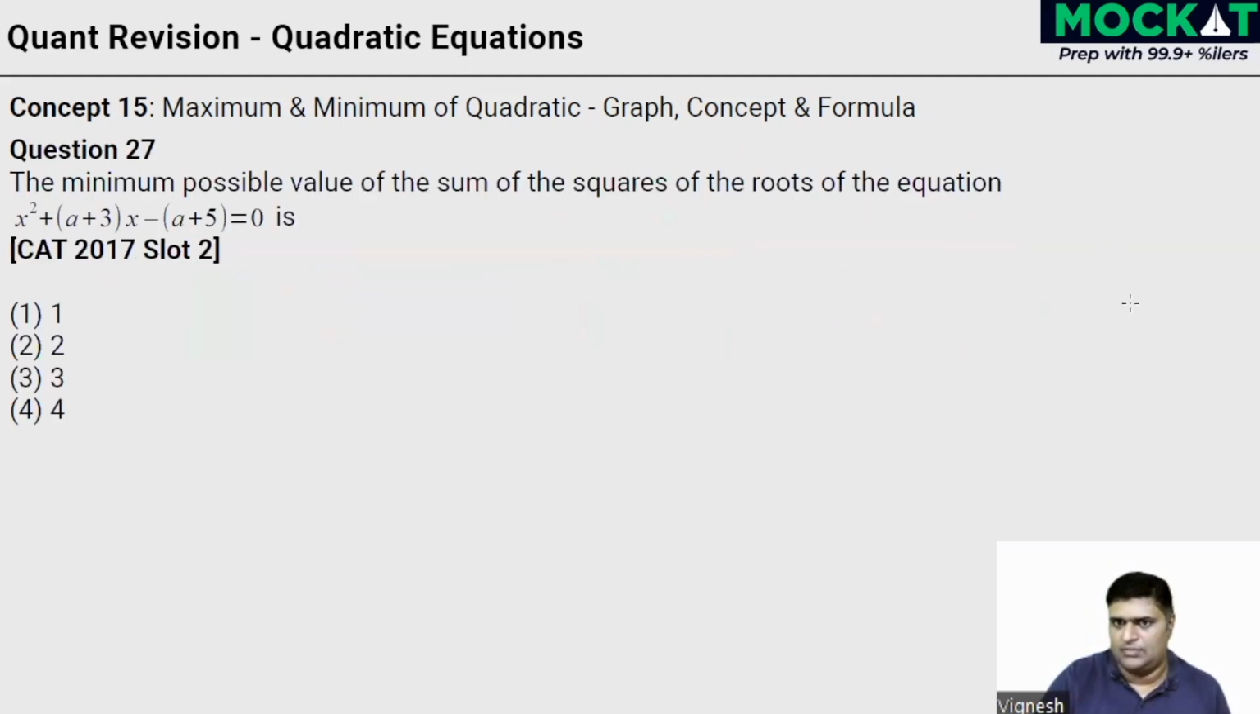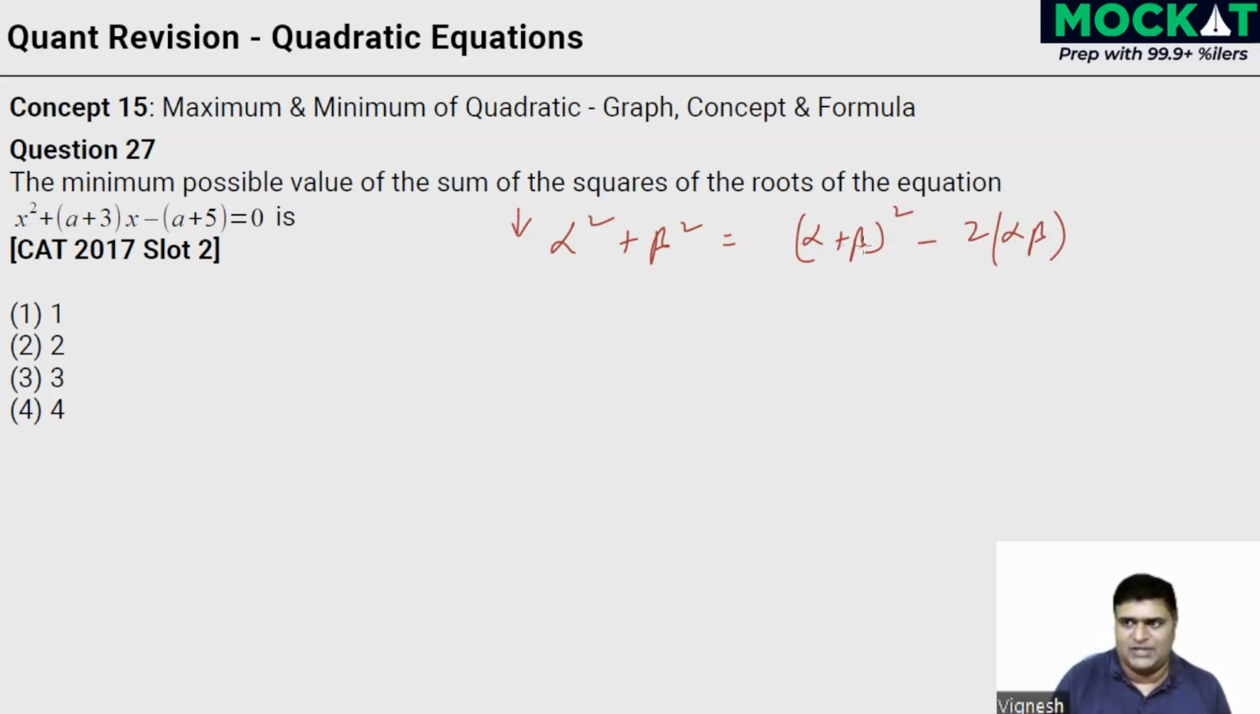So let's look at an example, right? Where we can possibly apply that. The minimum possible value of the sum of the squares of the roots of the equation. Alpha square plus beta square is the sum of the squares. So I have to minimize this as much as I can. And I have a plus 3 and minus of a plus 5 over here. So for me to minimize this, I can write this as alpha plus beta the whole square minus 2 alpha beta, right? Minus 2 into alpha beta.